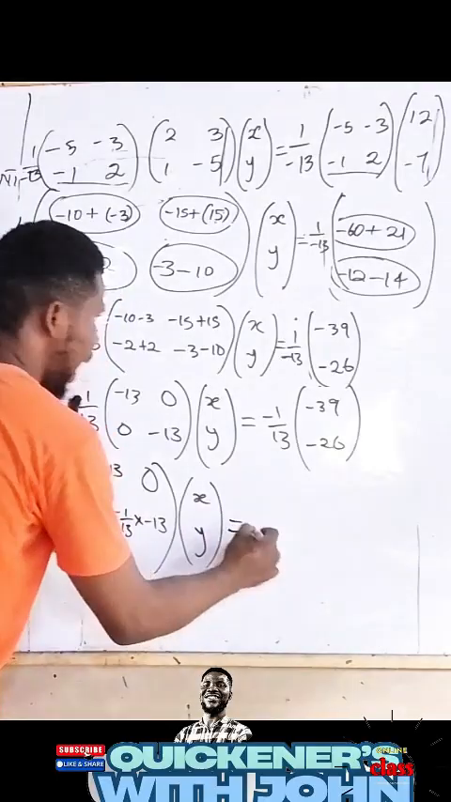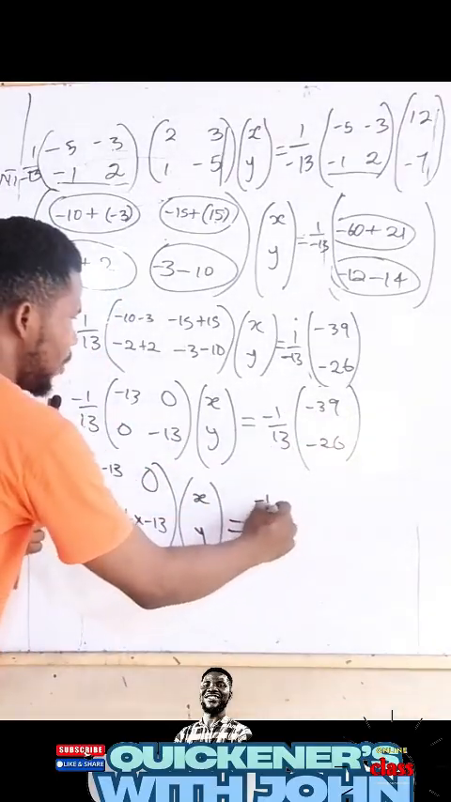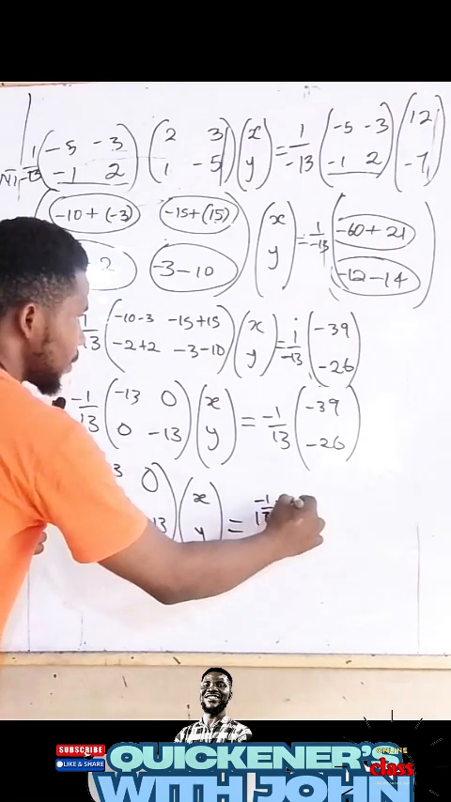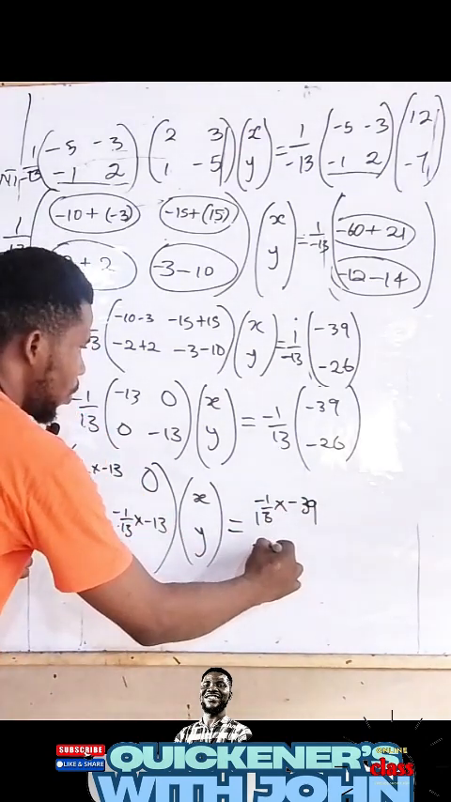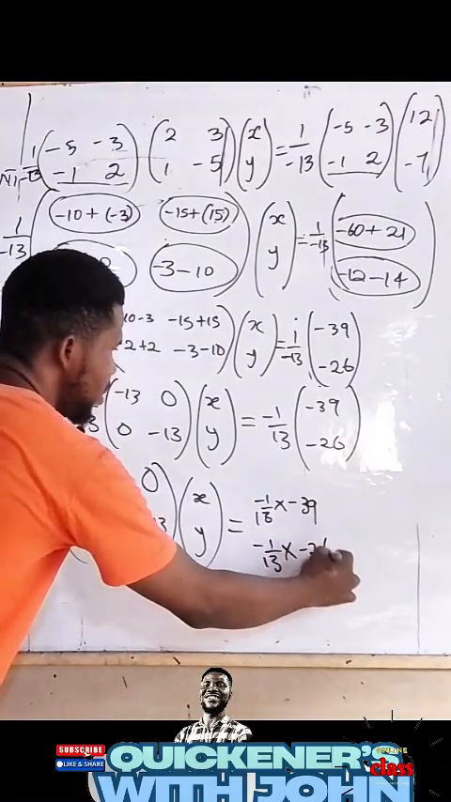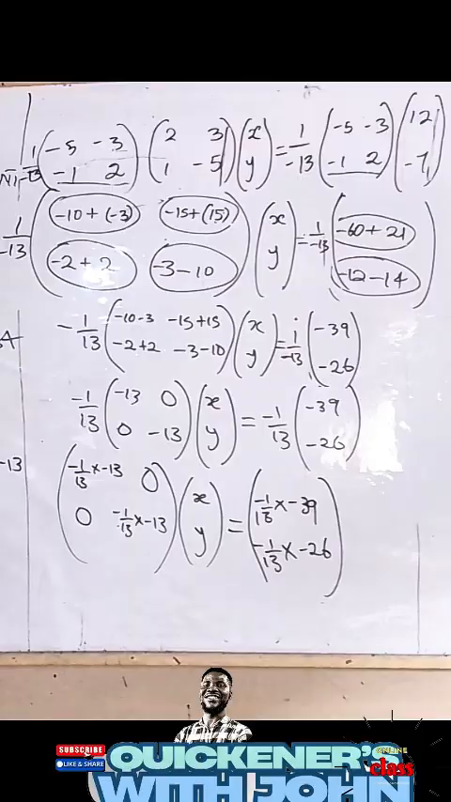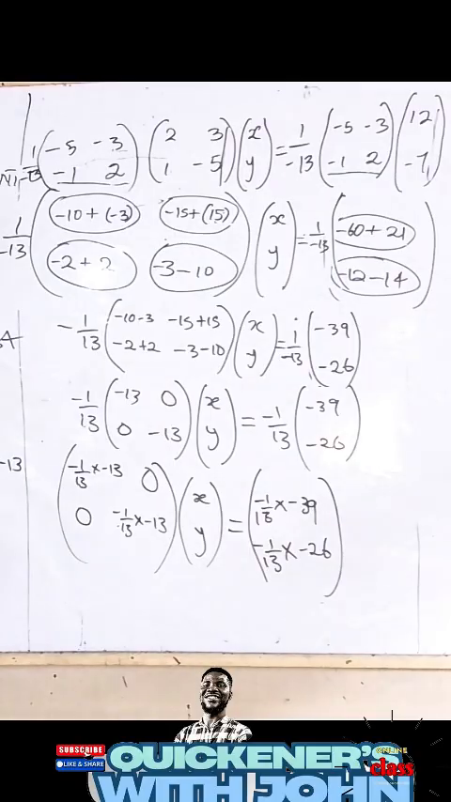Okay? Now, use this to multiply this and this. So what you have? Minus 1 over 13 times minus 39. Then minus 1 over 13 times minus 26. Can you see that now? You can play the video over and over if you understand it, okay?